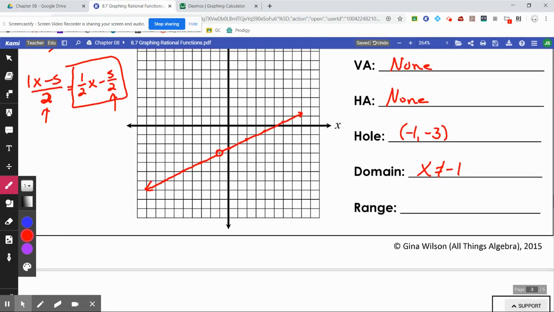The range is going to be all values from -infinity. However, because of the hole, you're going to have to exclude it: from -infinity up to -3, union -3 to infinity. Or you can just say everything except y does not equal -3. You can write that either way.